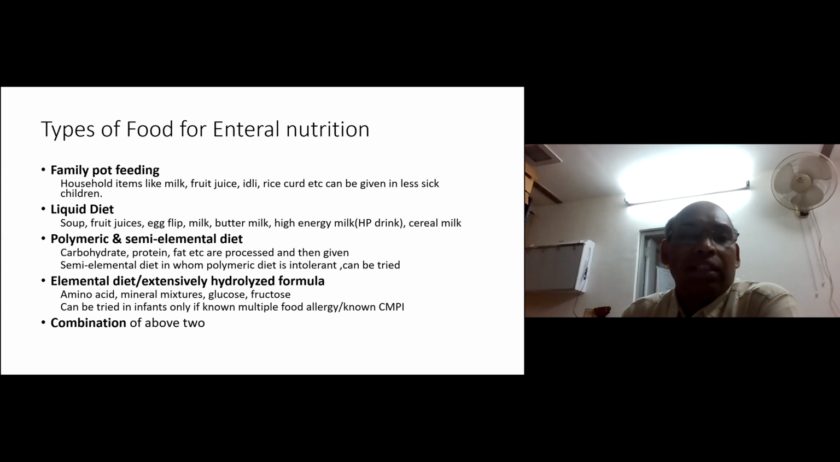And for more calorie and protein requirements, if the child is not able to take solid or semi-solid foods, we can go for polymeric formulas. Even if the polymeric formula is not digestible, sometimes we may go for a semi-elemental formula for more caloric and protein intake. The elemental formula is really required maybe if the child has multiple food allergies or a milk allergy, who is diagnosed with COVID, maybe you have to continue with them.